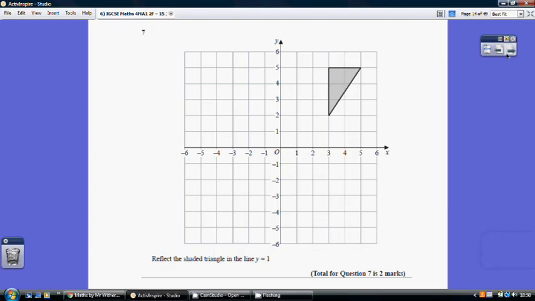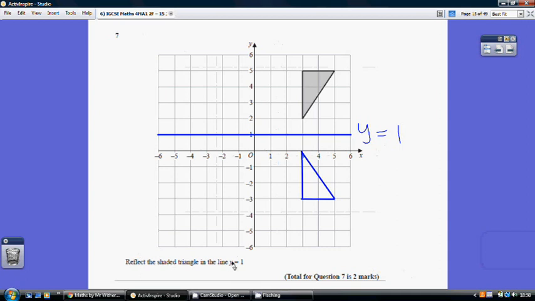Question 7. Now the key bit here is to get the mirror line correct. The line is y equals 1. Now that is parallel to the x-axis, okay? All of the coordinates on this line have a y coordinate of 1. So make sure that is your mirror line. You've not done a vertical one.